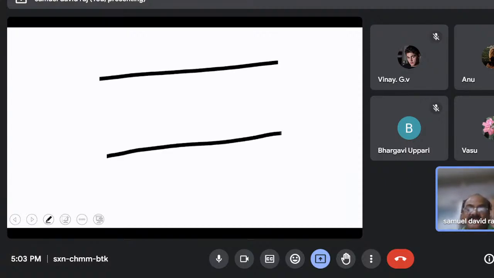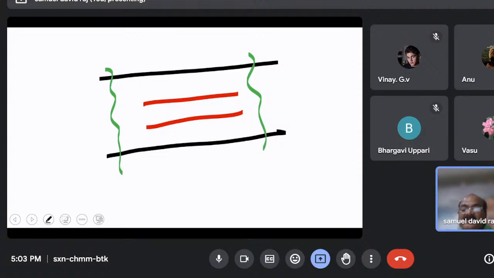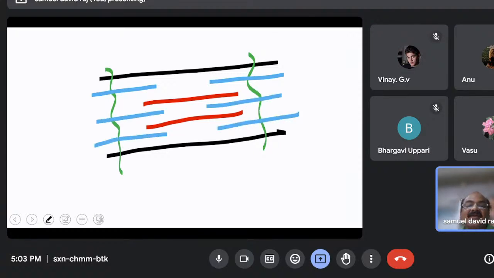So this is the sarcolemma, and these are the thick filaments, and this is the Z line, and these are the thin filaments which are separated from each other by this gap in the A band, that is the Hensen's disk.